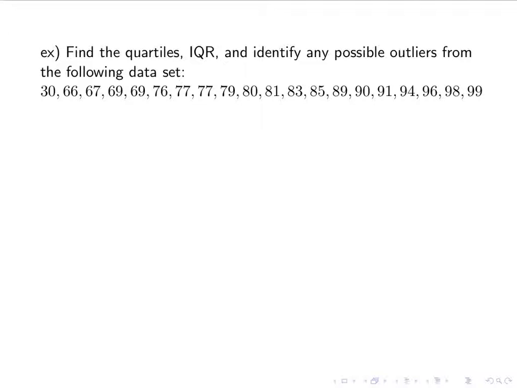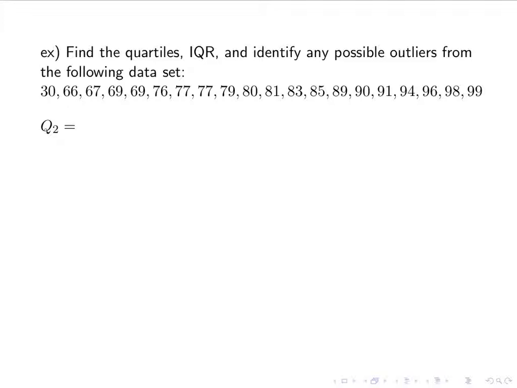Find the quartiles, the IQR, and identify any possible outliers from the following data set. Again, what you want to do is make sure your data is in numerical order. So if you notice, it's going from smallest to largest. So always make sure that your data is in numerical order.